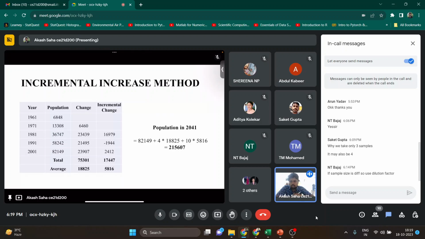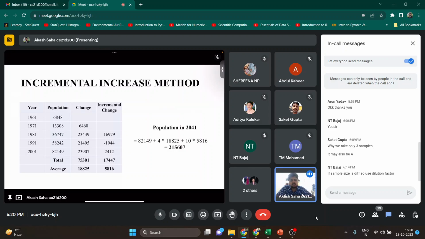So we will find the total of all the incremental changes, and the average of all the incremental changes. And then the formula is very simple. The last known population plus the number of decades into the average change plus n into n plus 1 by 2. That value 10 which is coming in the formula is n into n plus 1 by 2. That is 4 into 4 plus 1 by 2, and then the average of the incremental change. So it will give an intermediate value between the arithmetic and the geometric increase.